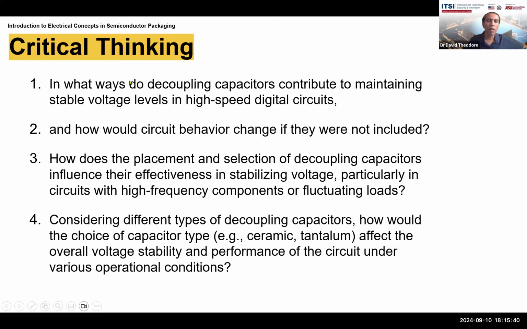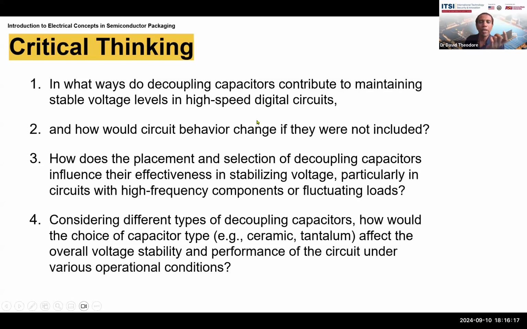So the first question: in what ways do decoupling capacitors contribute to maintaining stable voltage levels in high-speed digital circuits? We've covered the answers to this. But for you being able to answer this, for instance, it's a good idea to have a notebook where you write down each of these critical thinking questions and you answer them to the best of your ability. That'll help you to reinforce this information in your mind. And later, if you teach this to students in the future, that'll help you as well, and you can do the same thing with your students.